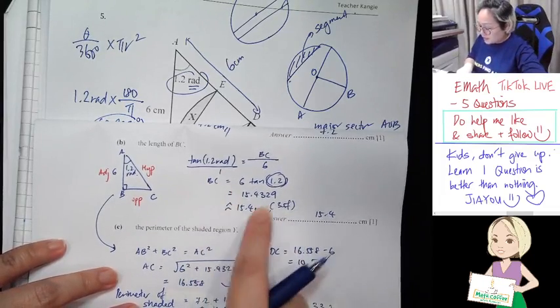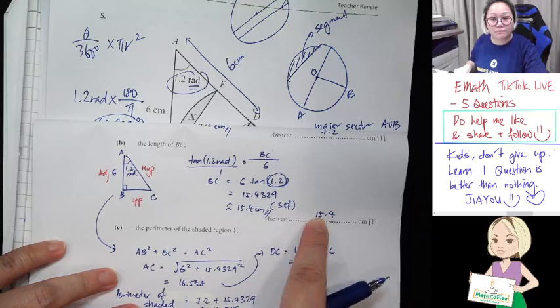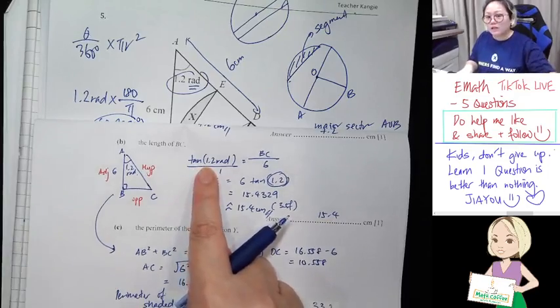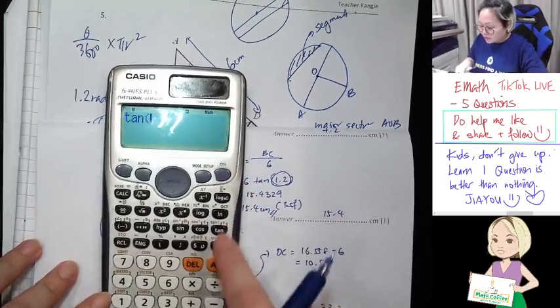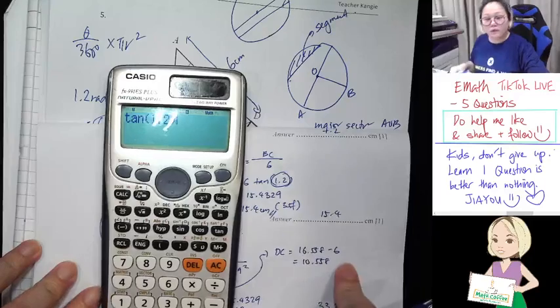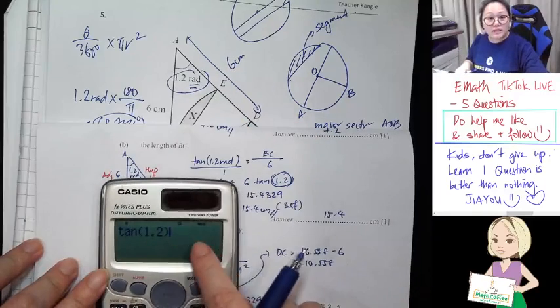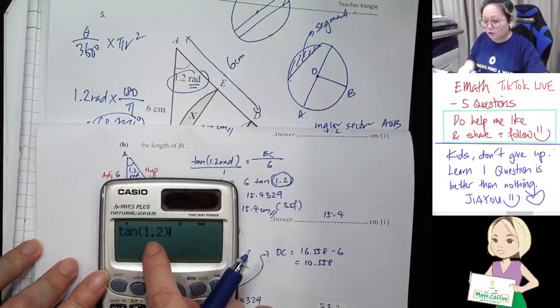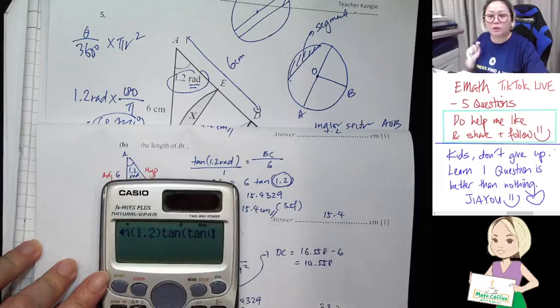So BC equals 15.4 cm. Yes, you must change your calculator to radian mode. If not, your calculator will not know. You see, when you key tangent 1.2, do you notice that inside the bracket you never put degree? So your calculator needs to know whether your 1.2 is degree or radian. So you need to tell it by going to the mode accordingly.